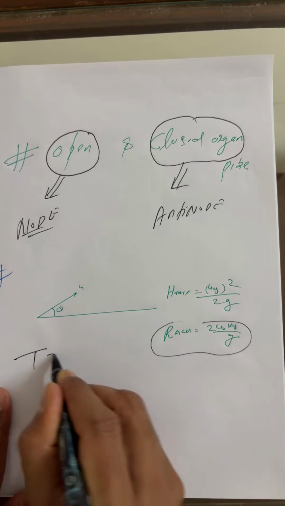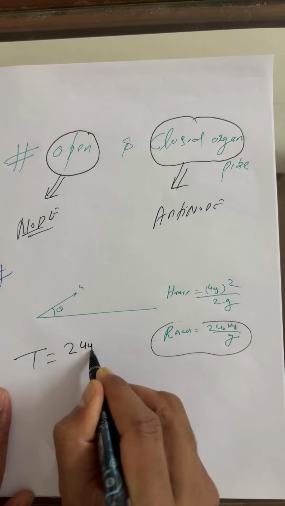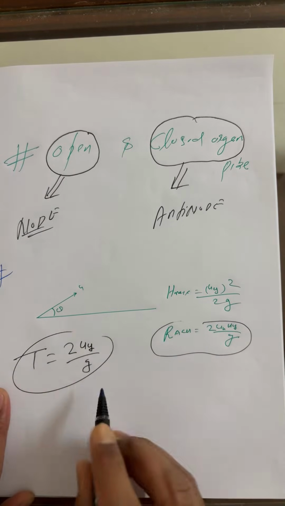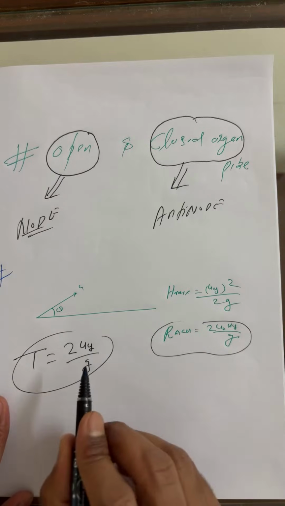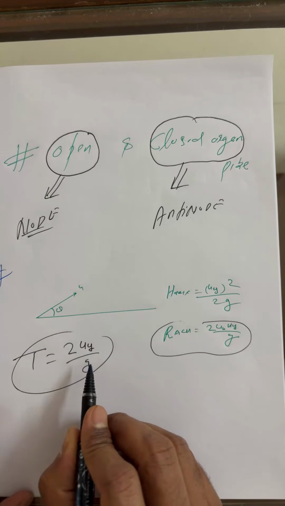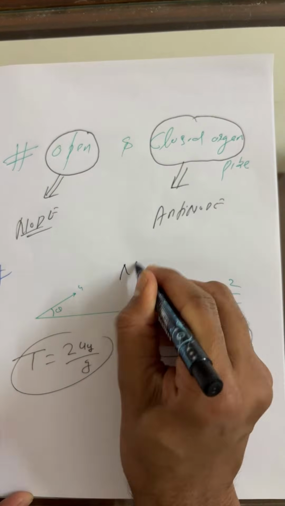One more, beta, time of flight. This is 2u by g.